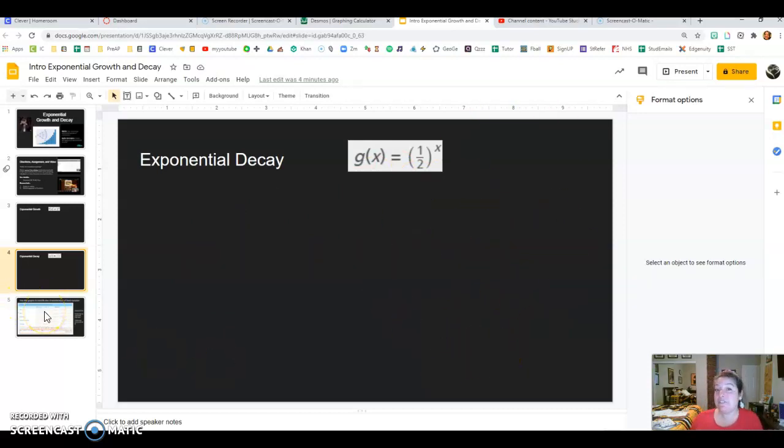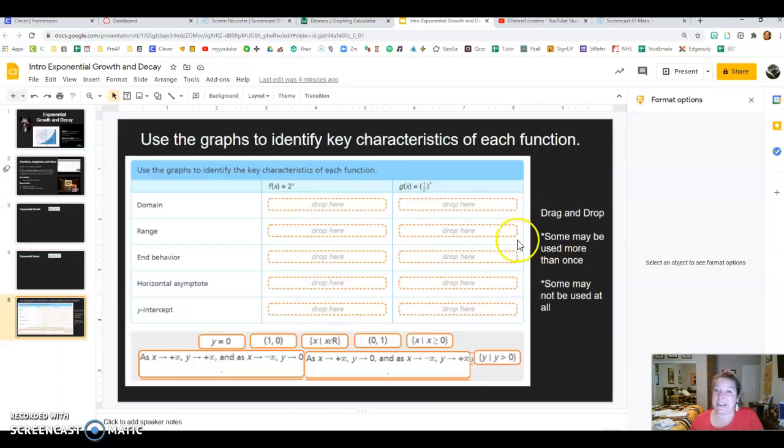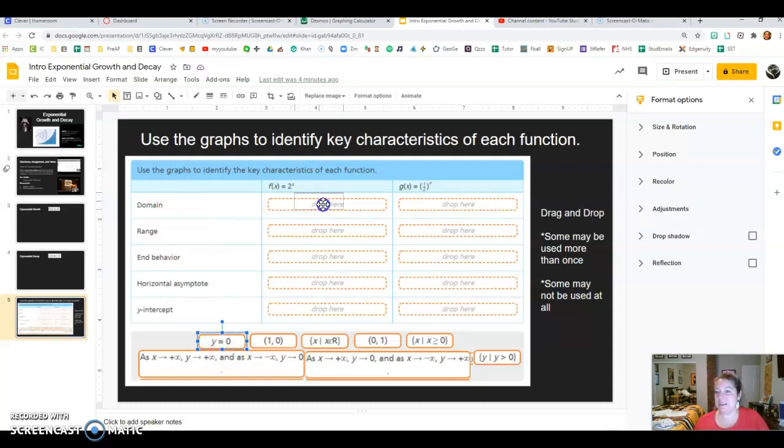When you get to slide 5, you're actually going to be answering some questions. So do you remember domain and range? So really going back and reviewing. And you're just going to be dragging and dropping now. Some of these are going to be used more than one time. Some of them may not be used at all. So maybe you think the domain is y equals 0. So you're just going to drag that y equals 0 up there. Maybe you think that the range is everything from y greater than 0, and you're just going to drag and drop in those.